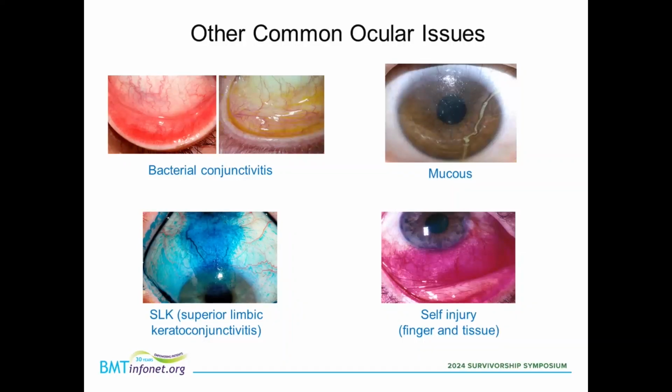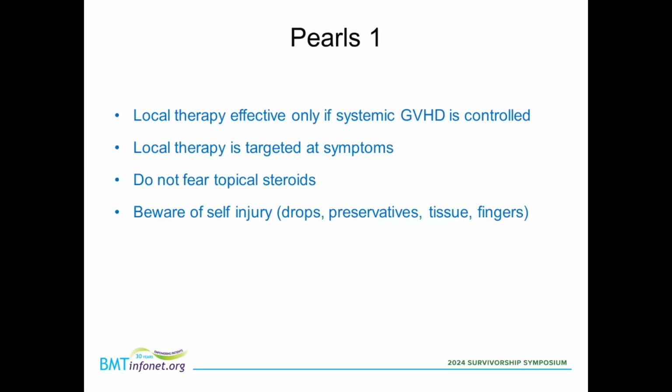Mucus, the key is don't go digging for it, because if you go digging for it, you start irritating your eye. And in fact, just below the mucus slide is the self-injury slide. This is from an individual who was using brown paper towels to scoop inside the lower fornix in order to get the mucus out of there because it was bothering them. And finally, there's something called SLK, or superior limbic keratoconjunctivitis, which is an inflammatory disease of the conjunctiva up above. To treat that, we use topical steroids, but we have to teach patients how to instill the drop so it gets up under the upper lid. If you don't do that, it really doesn't get under the upper lid very well.